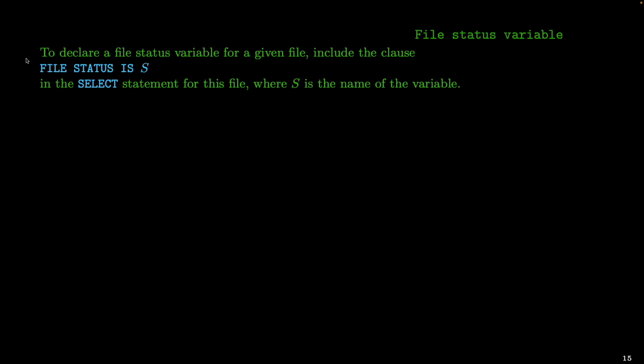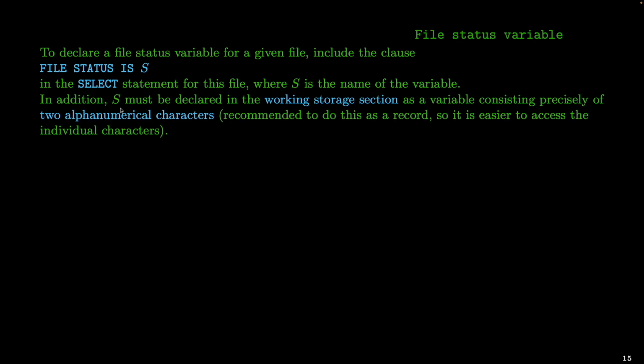To declare a file status variable for a given file, include the clause FILE STATUS IS S in your SELECT statement for the file. Here S is just the name of the variable that should be your file status variable. This variable must be declared in the WORKING-STORAGE SECTION, and it has to be a variable consisting of precisely 2 alphanumeric characters. I recommend doing this as a record so it's easier to access the individual characters.